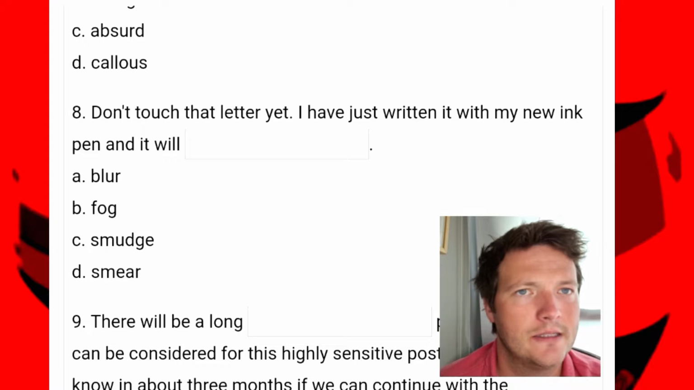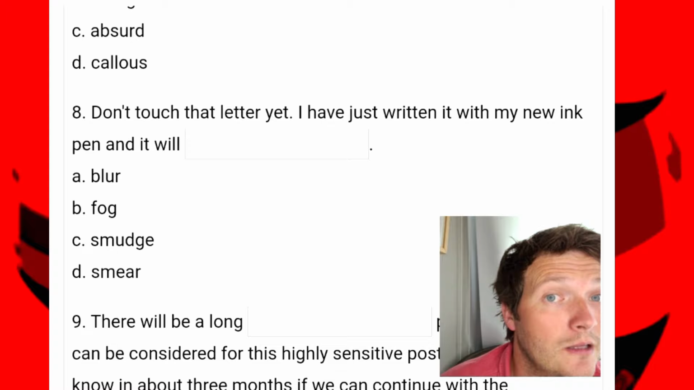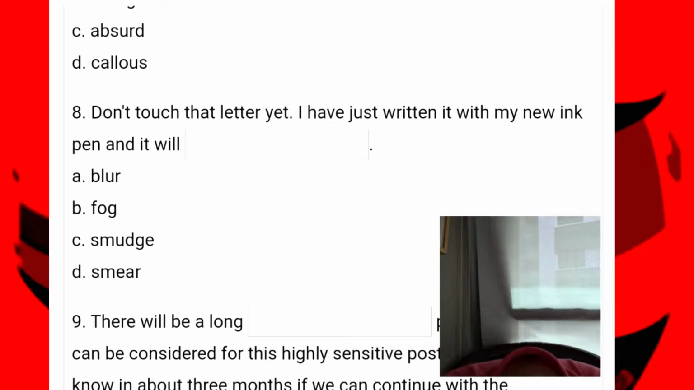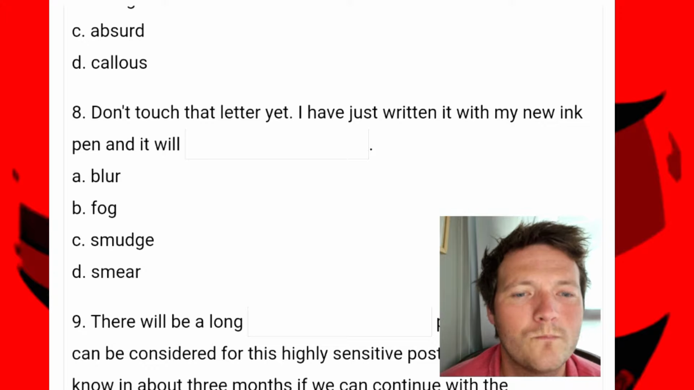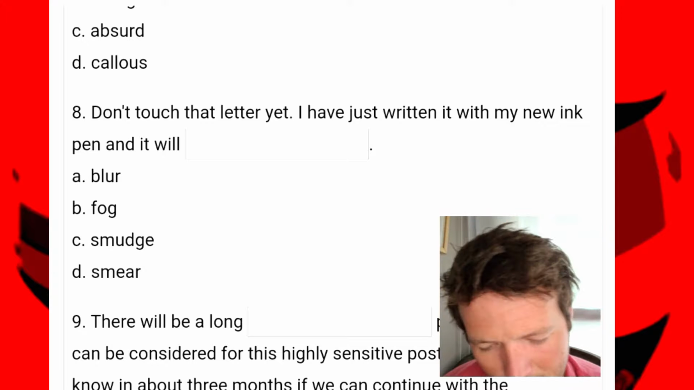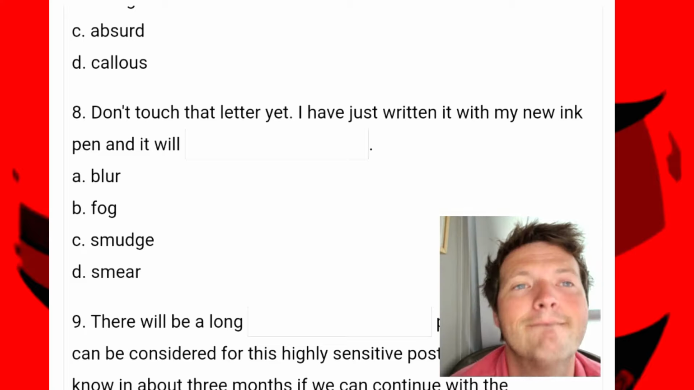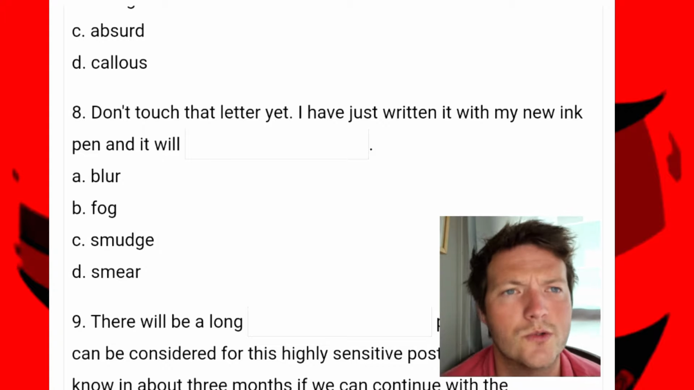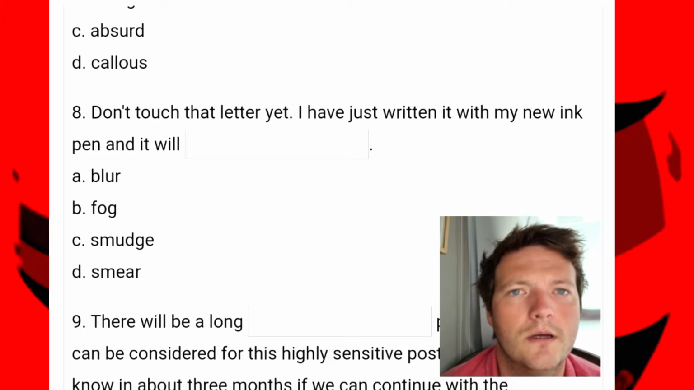Don't touch that letter yet. I have just written it with my new ink pen, and it will blur, fog, smudge, smear. Blur, that's to do with how something looks. If you've got bad eyesight, things look blurry, no? If something's not focused on a camera, the image will be a blur. So it's not blur. Fog, no.